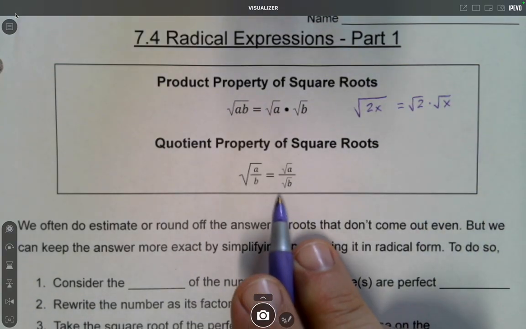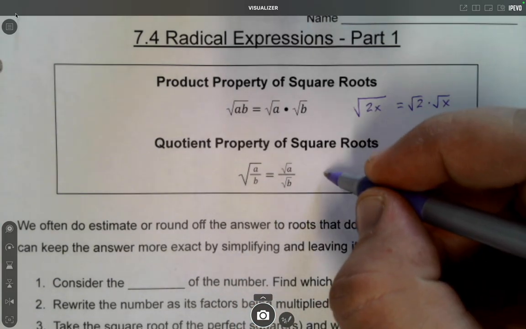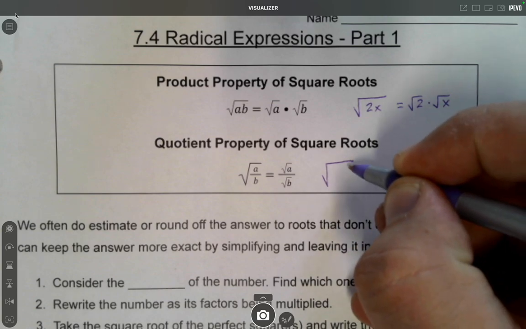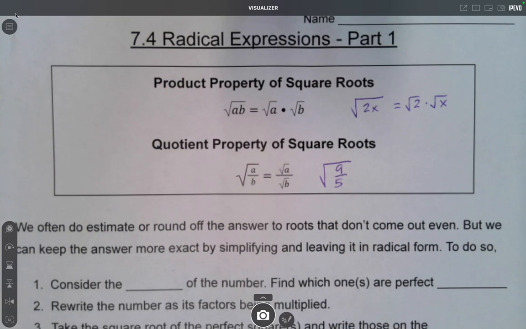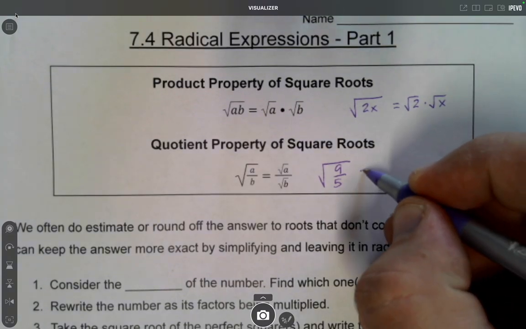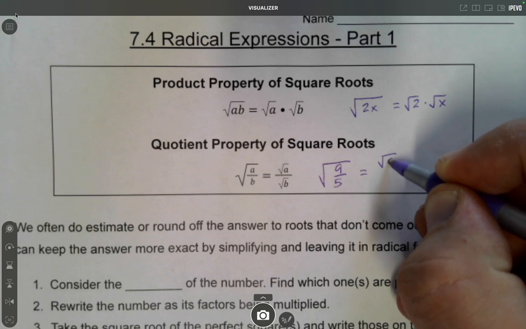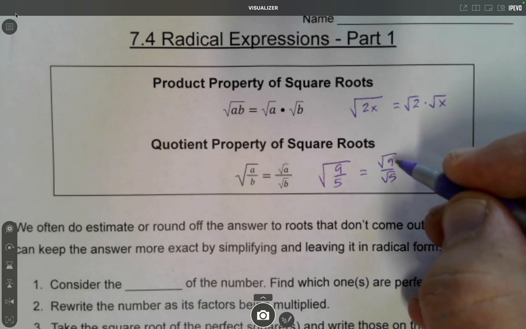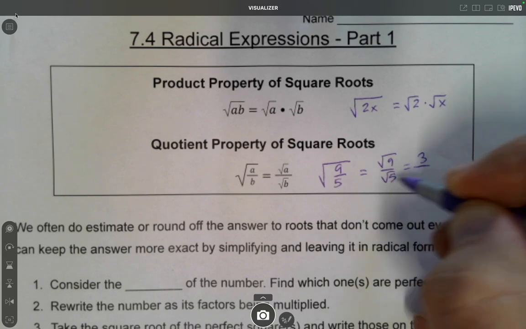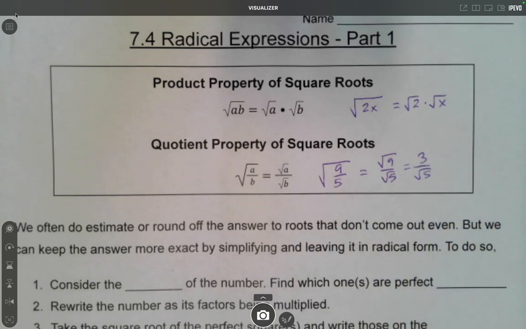And the same thing is true here, the quotient property of square roots. One way this can be helpful is, let's say I had the square root of 9 over 5. Thinking, oh, well, I can't take the square root of 9/5, at least not without a calculator. But if you split this up into square root of 9 over square root of 5, square root of 9 is 3, and this one we just leave it as it is.